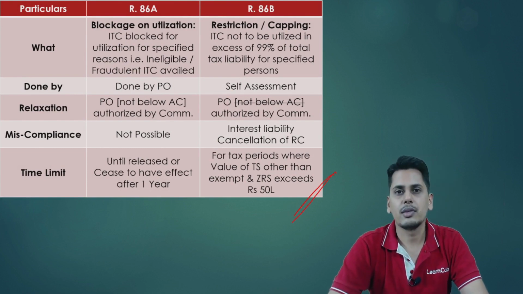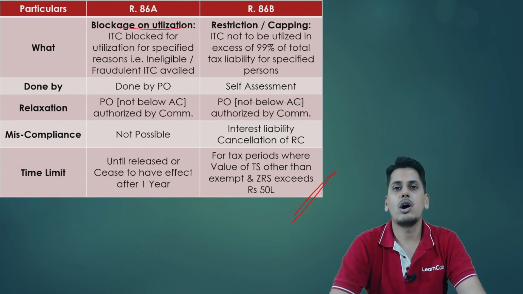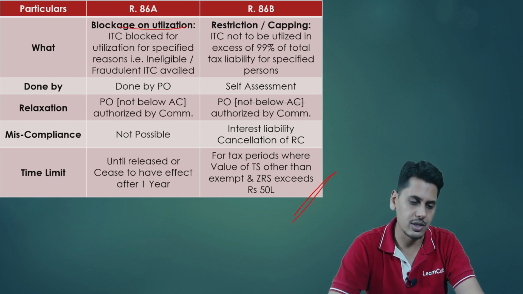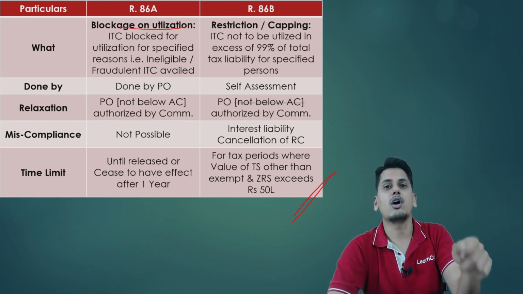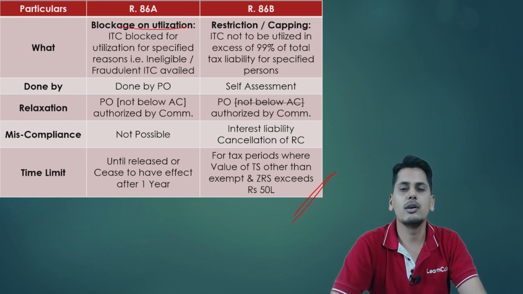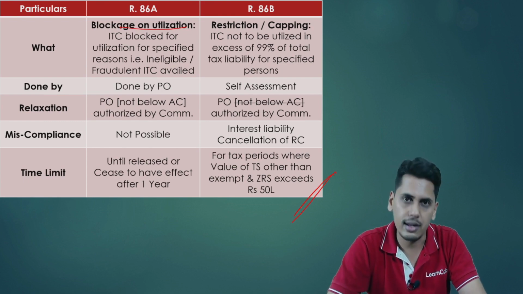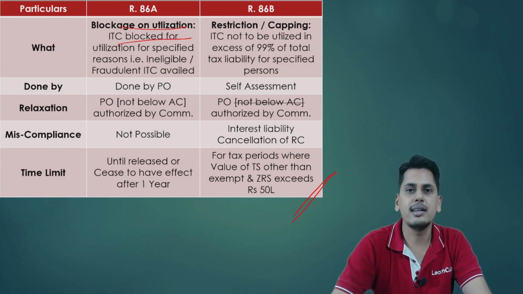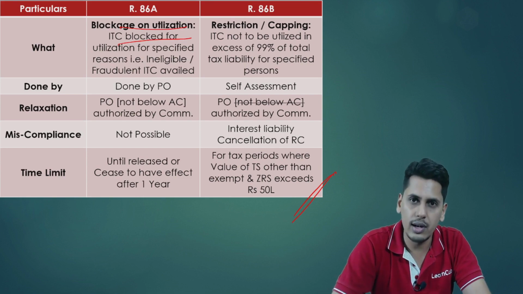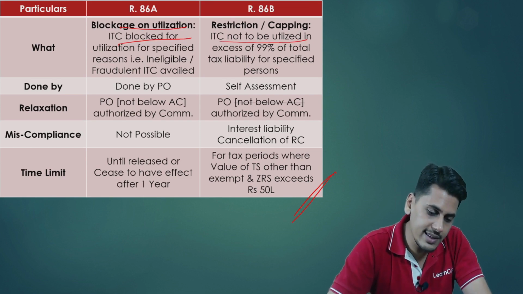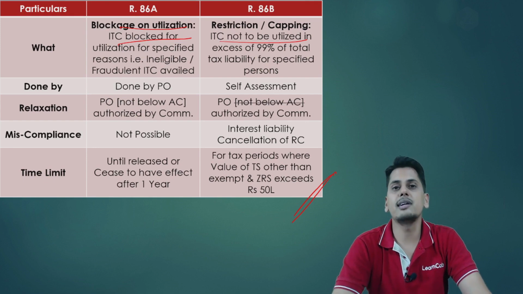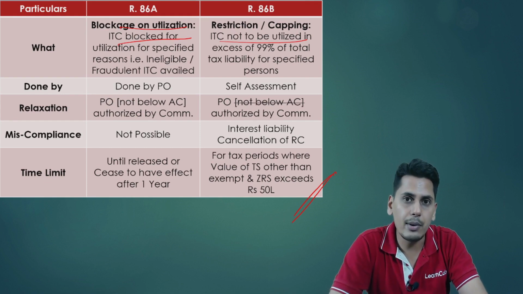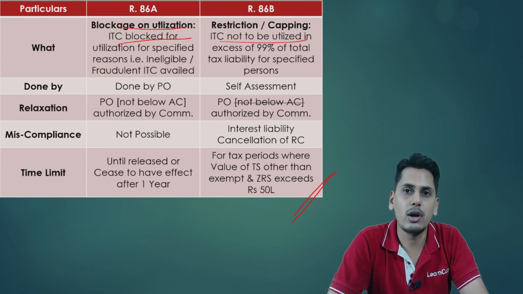What is 86A? Friends, 86A is a blockage of your input tax credit ledger. It is a blockage of your electronic credit ledger. 86B is a restriction or a capping which is placed on utilization of your electronic credit ledger. So in 86A, ITC is blocked for utilization for specified reasons, either ineligible ITC or fraudulent ITC. Rule 86B says ITC is not to be utilized in excess of 99% of total tax liability, which means at least 1% of your total tax liability needs to be paid from your electronic cash ledger.